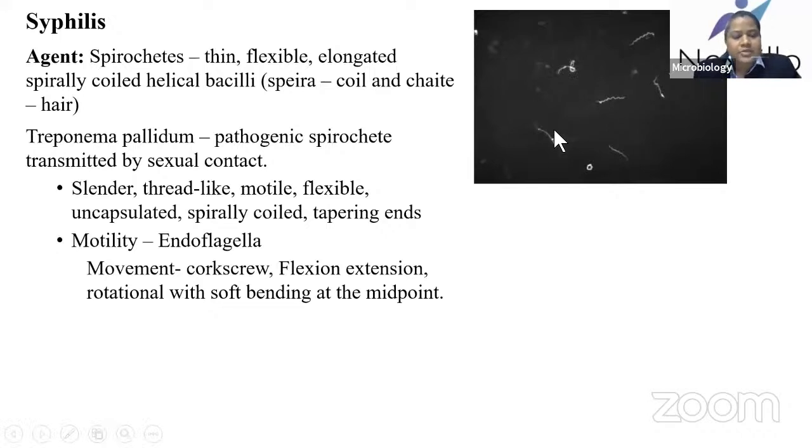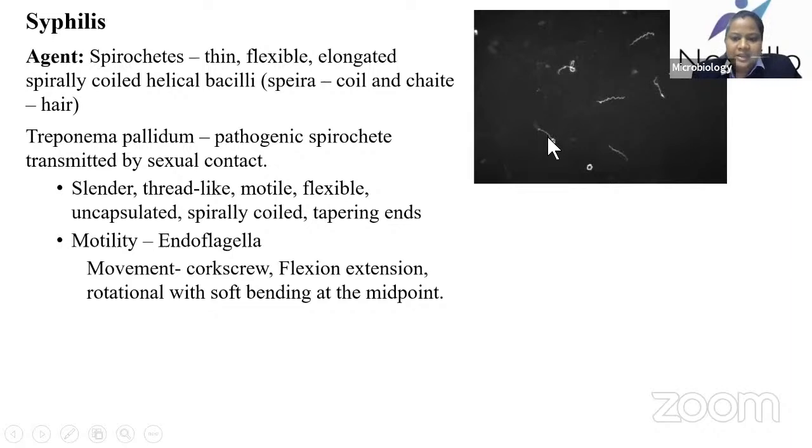Since this bacterium is very thin, its motility can be seen easily using dark ground microscopy. With routine light microscopy, this bacterium would be very difficult to see. So the microscopy of choice for Treponema pallidum is dark ground microscopy. Here you can see the background is dark and the bacilli are seen as bright objects.